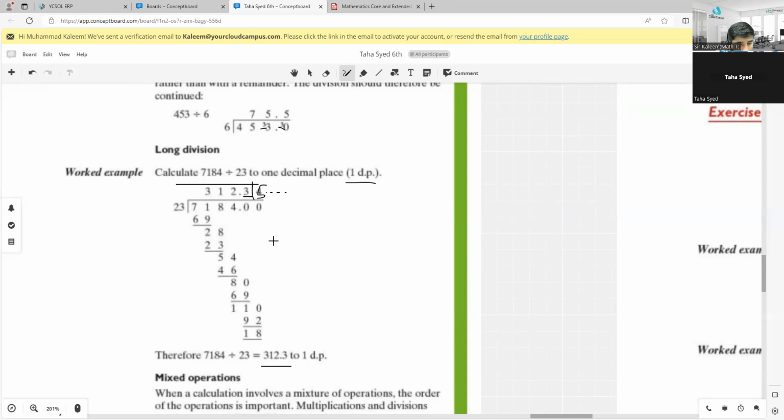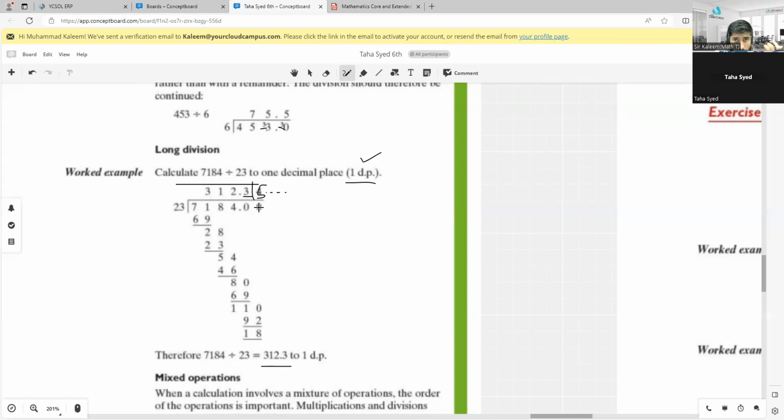Did you understand my point? Why do we have to calculate 2 decimal places? They clearly mention that we have to find our answer in 1 decimal place. So why are we finding the second decimal place? Because we have to check whether the second decimal place is less than 5 or greater than 5. If the second place is greater than 5, we will add 1 to the first decimal place. Did you understand my point, Taha? Yes, sir.